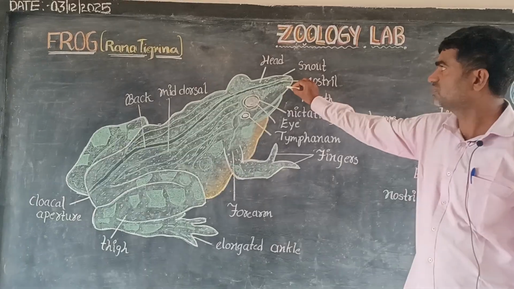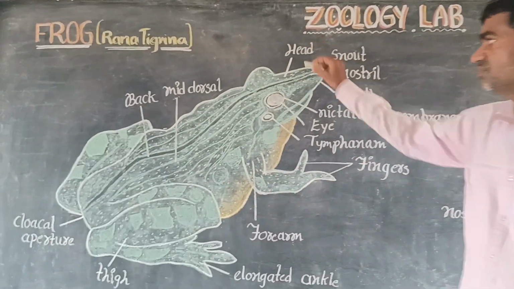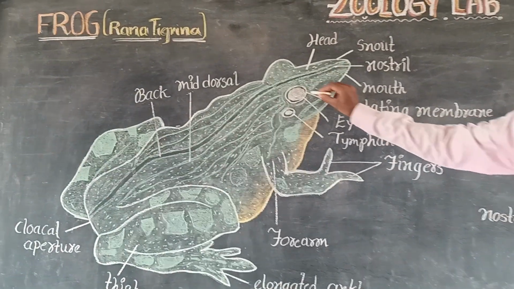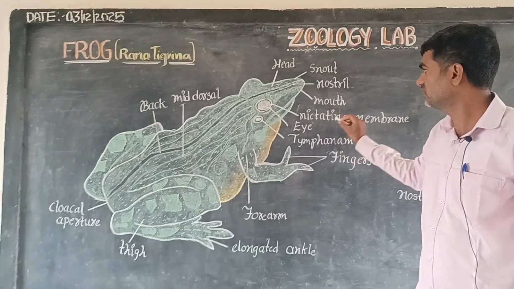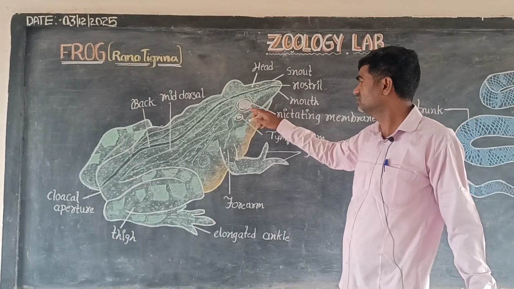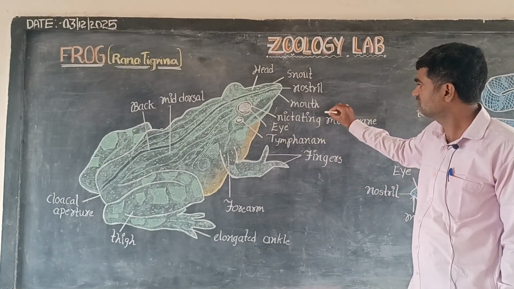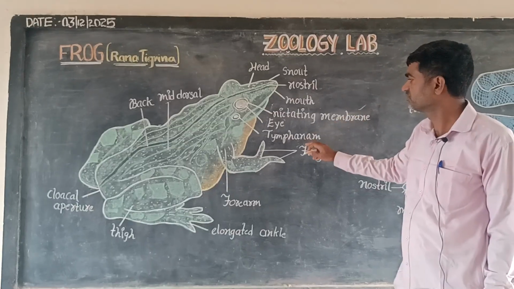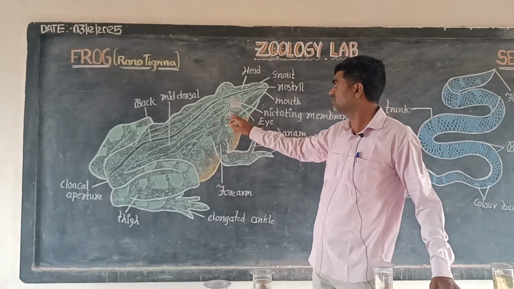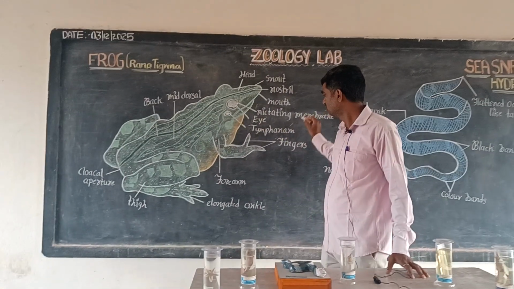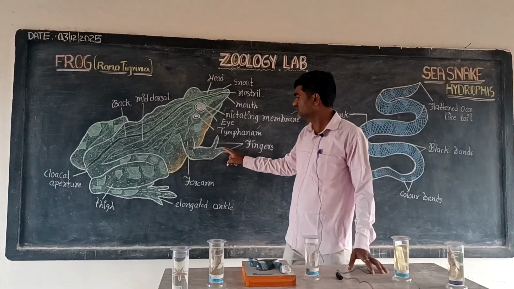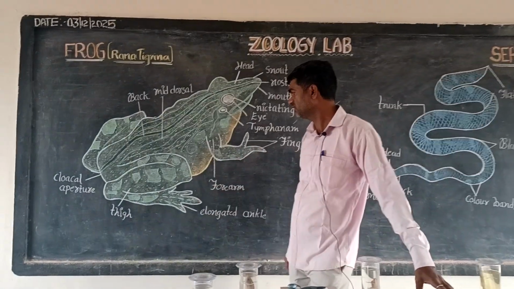It is called the mouth. The head region is present. A pair of eyes are present here. Eyes contain an important character: the nictitating membrane is present here, and the tympanum is also forming here. So the tympanum, forelimbs and hind limbs are present here.